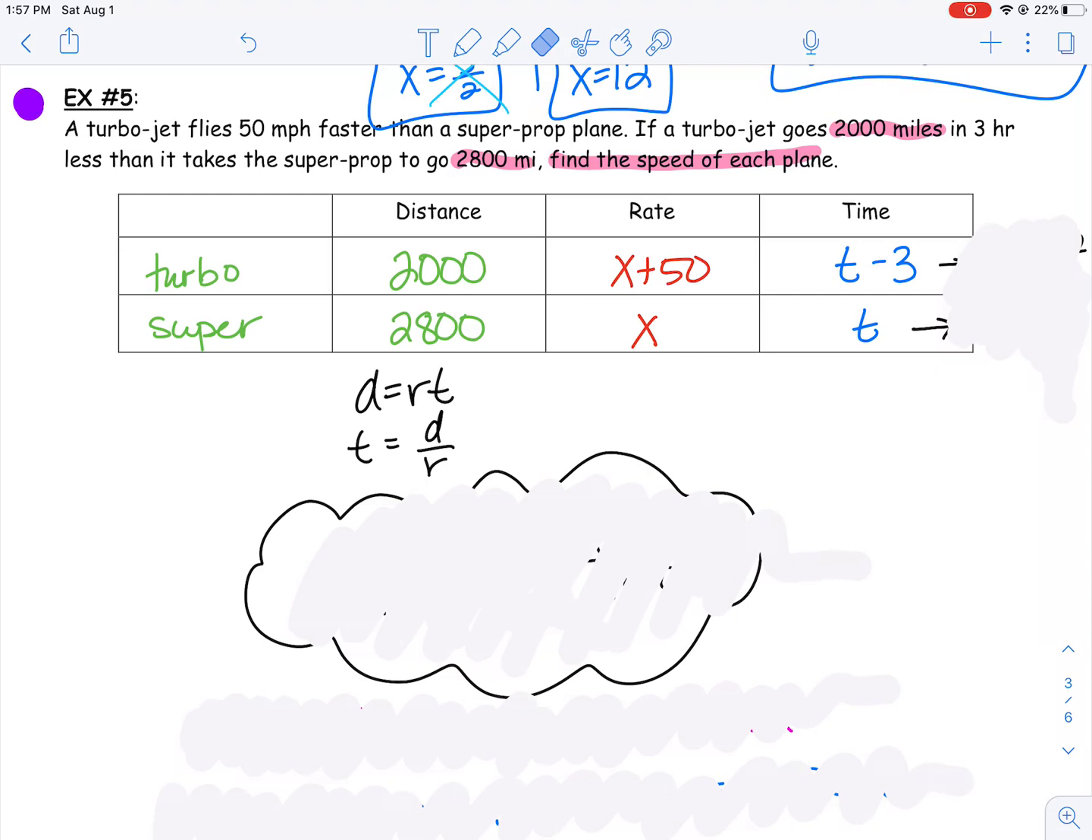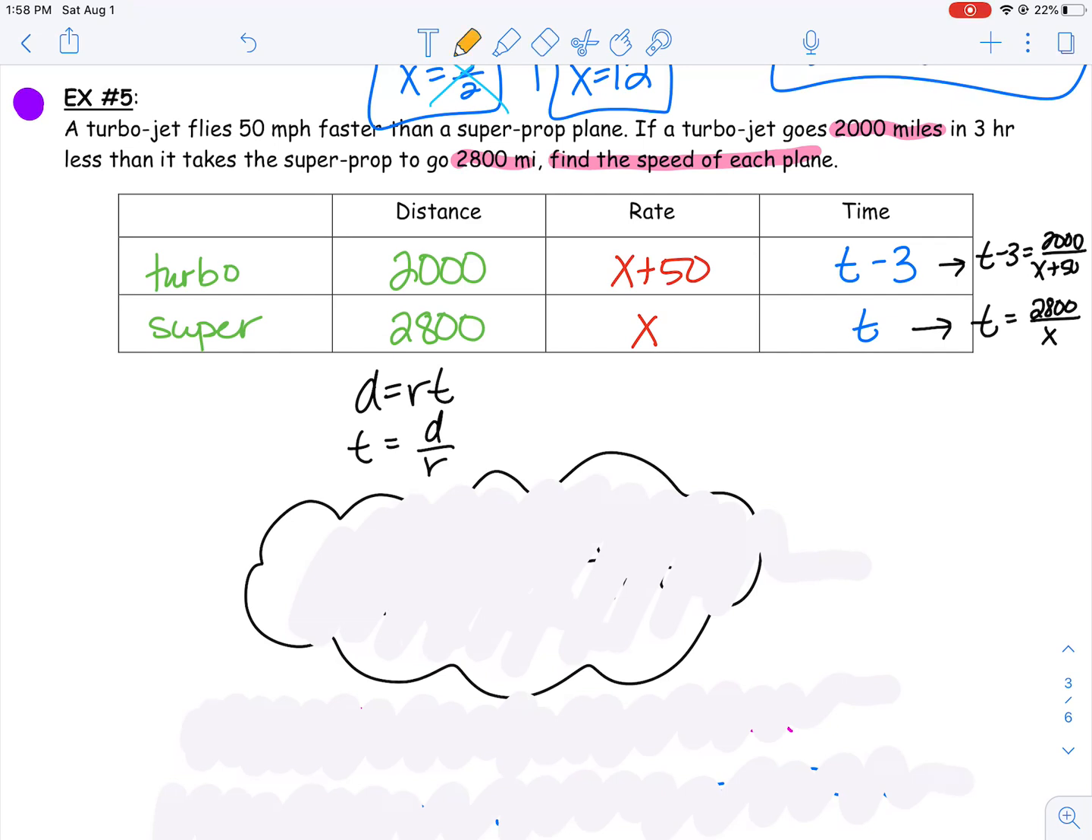But we do know from before that time is really the distance divided by rate, right? So then I can say that my time for the turbo, the t minus 3, is really equal to his distance over his rate. That's the 2,000 over x plus 50. And the time for the superprop plane is t, which is equal to his distance over his rate, which is 2,800 over x. You notice that the t is the same in both of them, right?